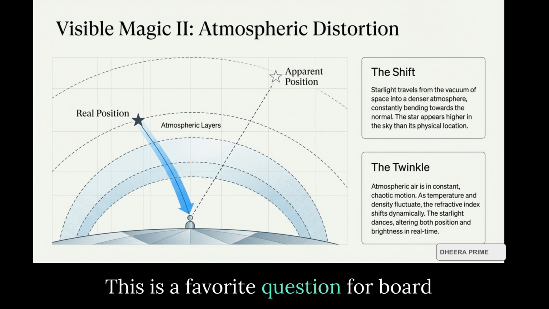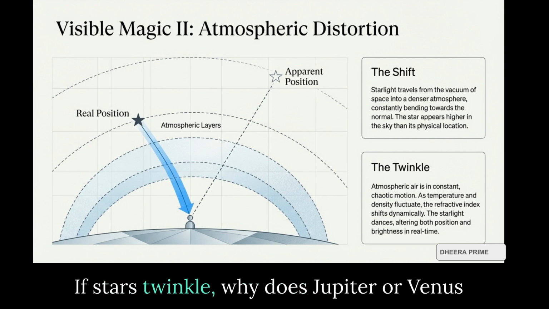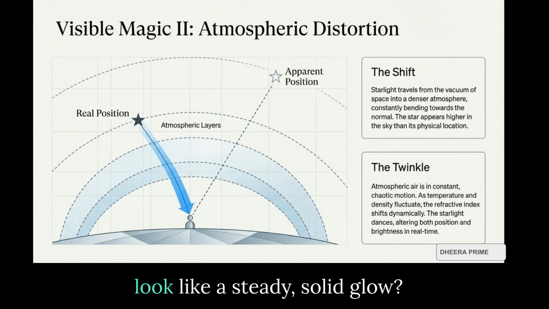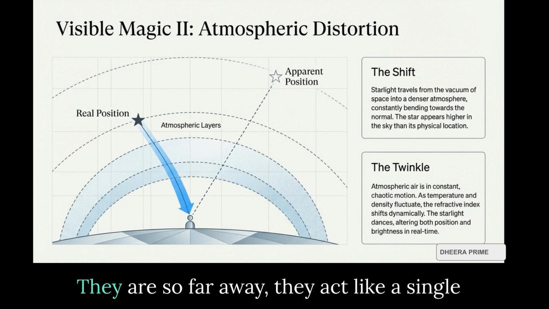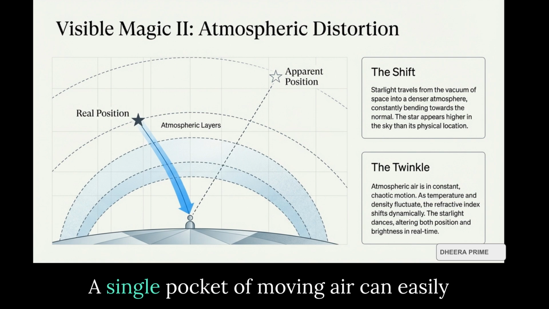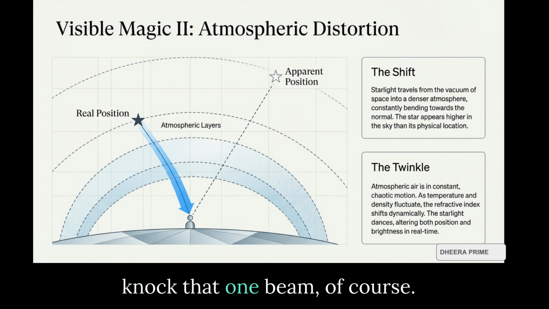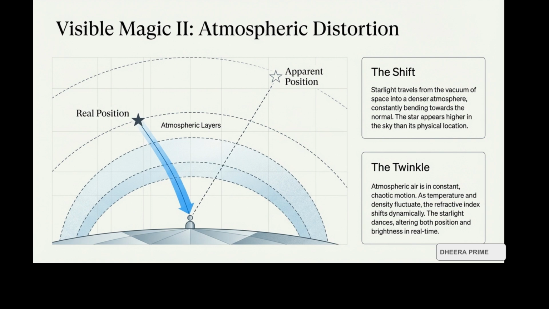This is a favorite question for board exams. If stars twinkle, why does Jupiter or Venus look like a steady, solid glow? It comes down to size and distance. Stars are point sources. They are so far away, they act like a single, tiny dot of light. A single pocket of moving air can easily knock that one beam off course. Planets are extended sources. Because they are closer, they appear as tiny disks, even if they look like dots to the naked eye. They send multiple beams of light toward us.